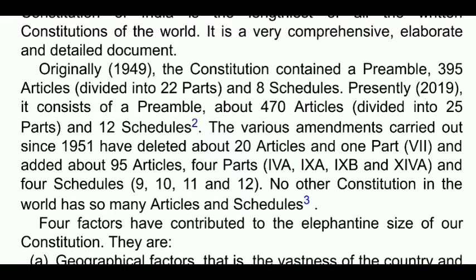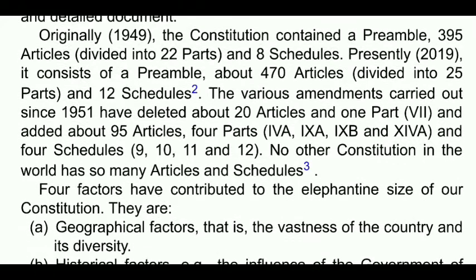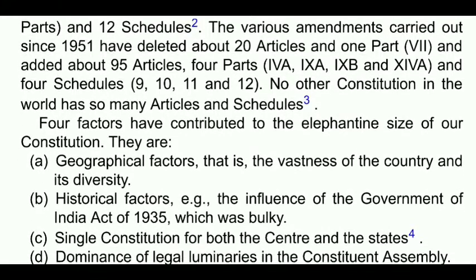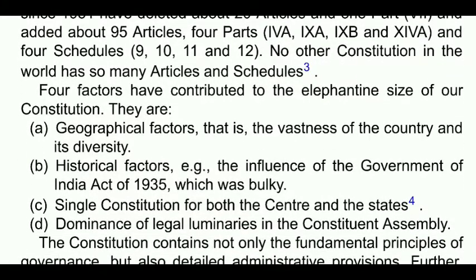Originally in 1949, the Constitution contained a preamble, 395 articles divided into 22 parts, and 8 schedules. Presently in 2019, it consists of a preamble, about 470 articles divided into 25 parts and 12 schedules. The various amendments carried out since 1951 have deleted about 20 articles and 1 part (Part 7) and added about 95 articles, 4 parts (4A, 9A, 9B and 14A), and 4 schedules (9, 10, 11 and 12). No other constitution in the world has so many articles and schedules.